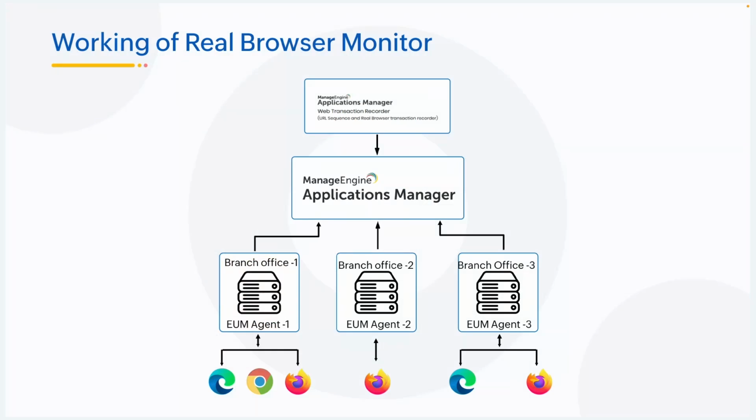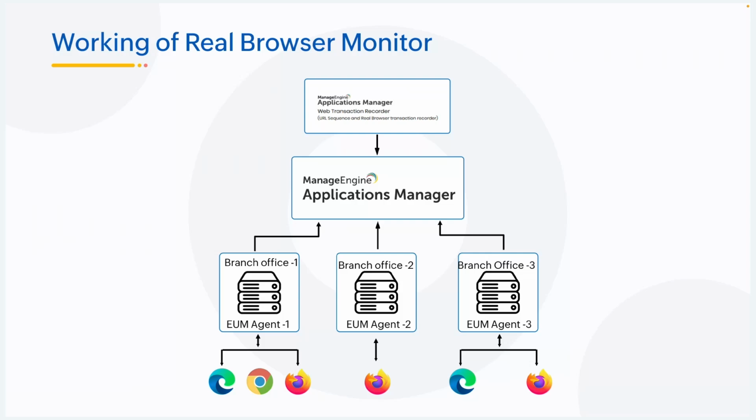So this is how the agent works. Say, for example, if you're hosting an event in your office and created a registration form for the same, all the employees need to register for this event, which means employees from all your branch offices should be able to do so without any hassles. To test this critical workflow of filling out the form and successfully registering for the event, you can use Applications Manager's Real Browser Monitor. For that, you'll need to install the EUM agent in all your branch offices.